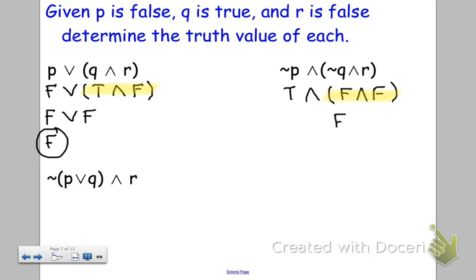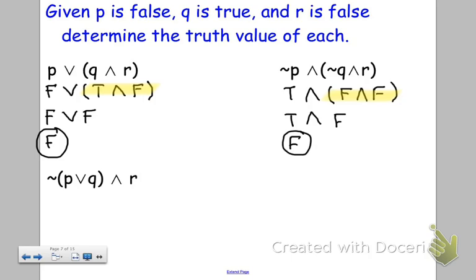Okay. I still have my true from previously, my not P was true, and I'm going to copy over my and symbol. So I now have true and false. Okay. Again, when I'm looking at an and, it has to be true, true is true. I don't have that in this case, so true and false is false.